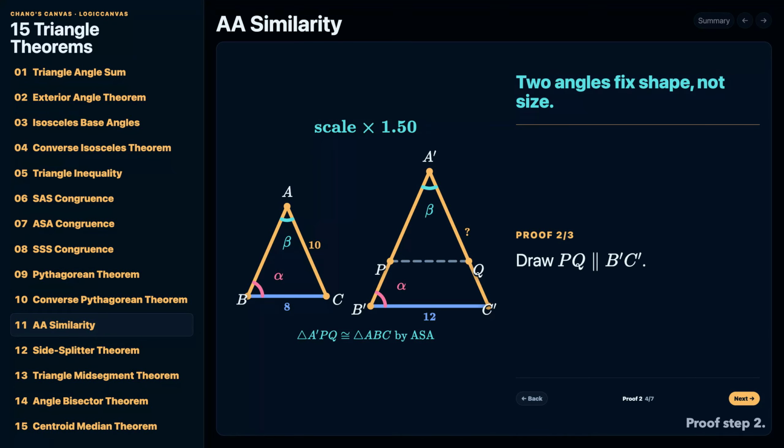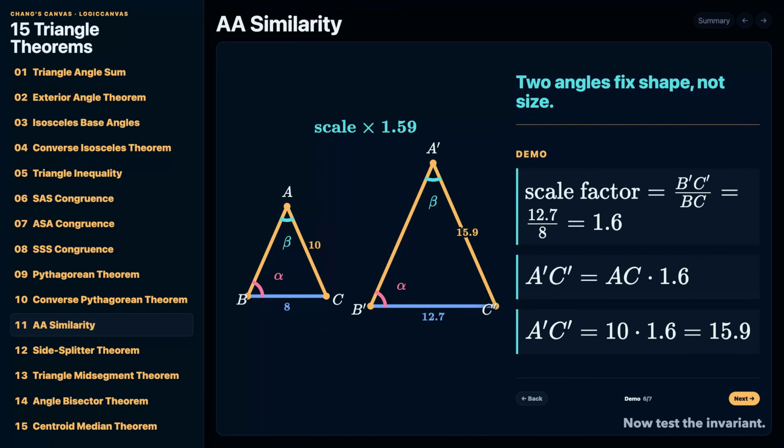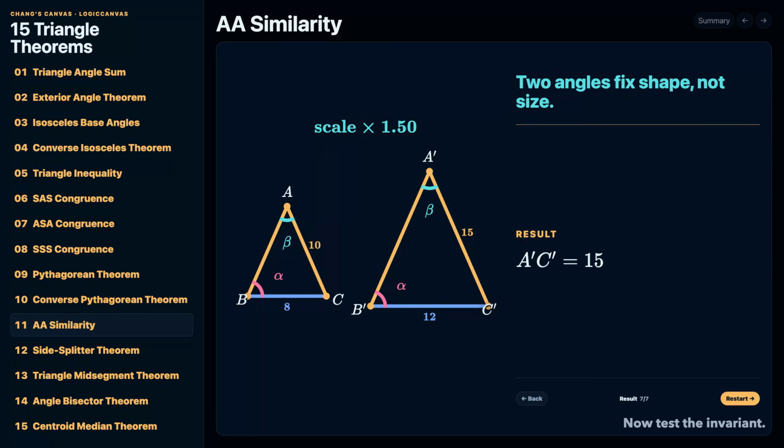Next, the copied side and two given angles make the small triangles congruent. Next, the parallel copy is similar to the large triangle, completing angle-angle, or AA. Let the second triangle grow and shrink. Every length changes by one common scale factor, while the two matching angles, alpha and beta, stay fixed.